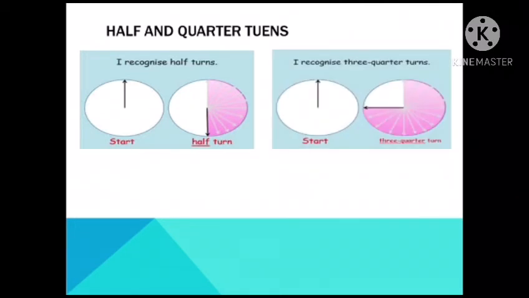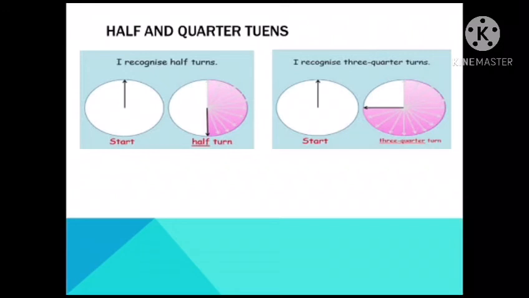Quarter turn is like from a clock 12 to 3. So it will only turn for the half of the half. Half of the half, so 1 by 4 of the circle. The white part is 1 by 4. That is the half, one quarter turn.